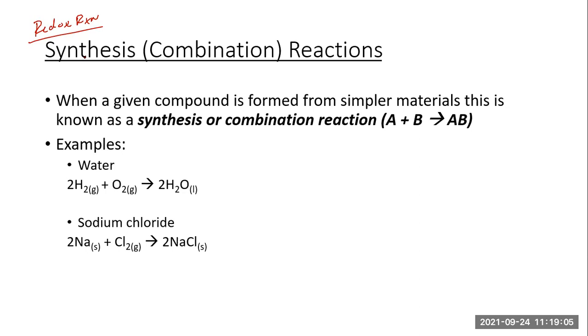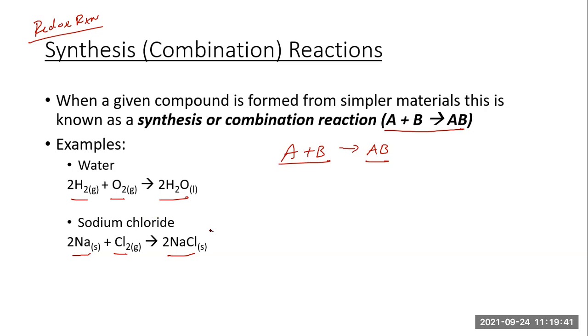And a synthesis or combination reaction pretty much sounds like what the description says. It's a combination. Basically, as it shows here, we take 2 things and make 1 thing. So we combine those things into 1 thing. Here, 2 things, hydrogen and oxygen, make 1 thing, water. Sodium and chlorine make sodium chloride. 2 things make 1 thing. So these are classic examples of synthesis or combination reactions.